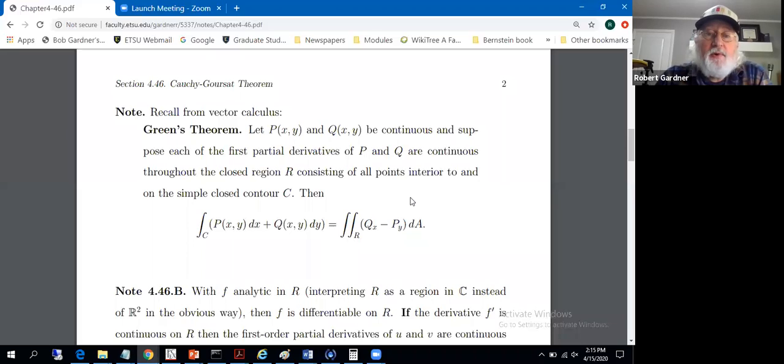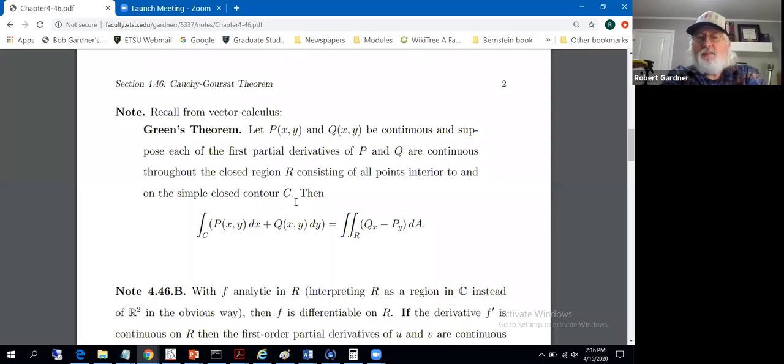All right, so the statement of Green's theorem is that P of x,y and Q of x,y be continuous, and suppose each of the first partial derivatives of P and Q are continuous. So there's some continuity condition on partial derivatives, first partial derivatives, which will relate to f prime for us shortly. Throughout this closed region R, consisting of all points interior to and on simple closed contours C.